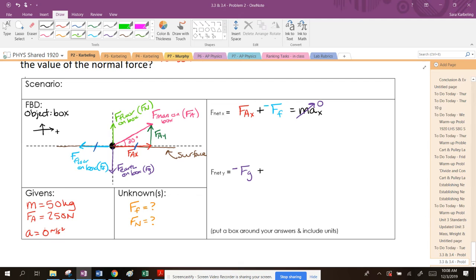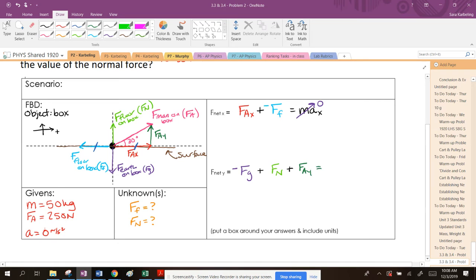FN. Is FN acting in the positive or negative direction? What'd you say? Positive, yes. And anything else, or is that it? FAY is also, isn't it? Yeah, which is weird, because usually we've just had something like that, but no, we've got to add something else in there now. So we're going to say plus FAY.